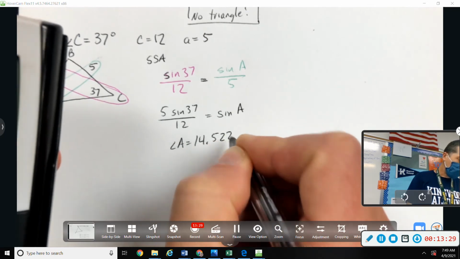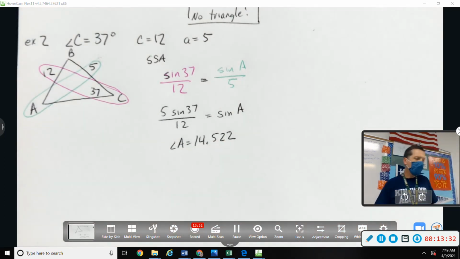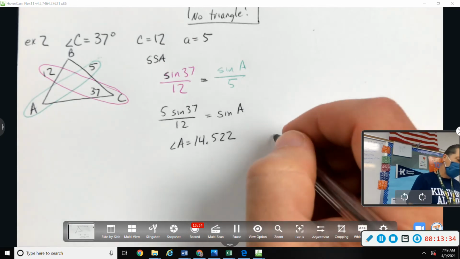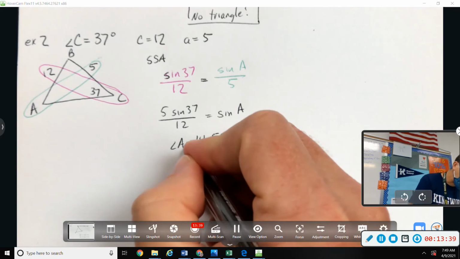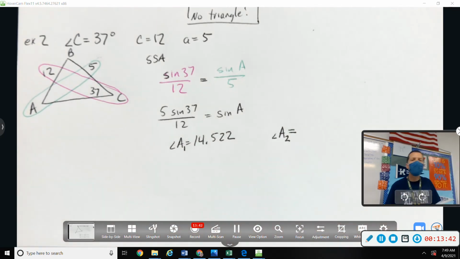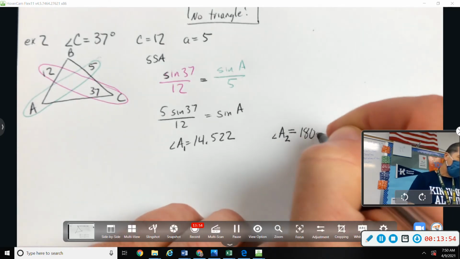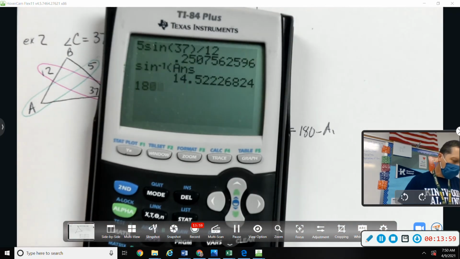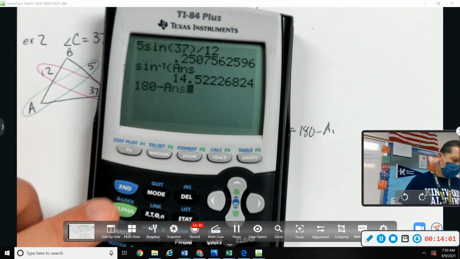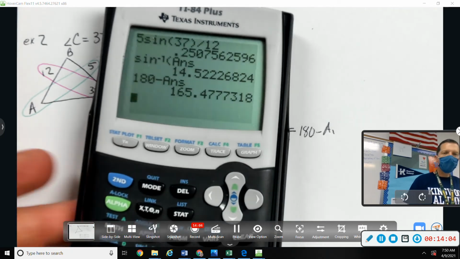14.522. But that's what my calculator told me angle A is. But angle A could also be something else. So it's like I've got an angle A1 possible and an angle A2 possible. So how do I figure out the other? What's the other angle? Subtract it from 180. So angle 2 is 180 minus the first one. 65.478.